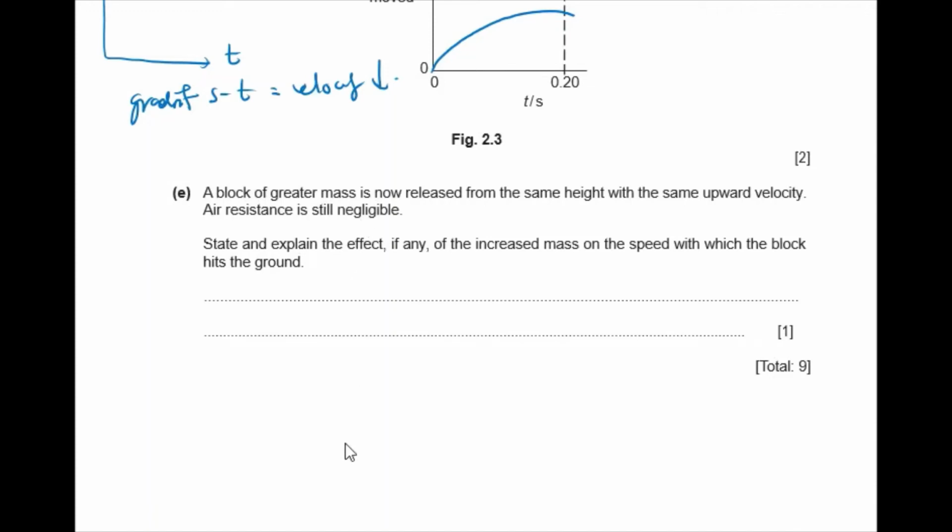2e. A block of greater mass is released from the same height with the same upward velocity. Air resistance is still negligible. State and explain the effect, if any, of the increased mass on the speed with which the block hits the ground. Okay. Air resistance still negligible, meaning acceleration has no change because mass does not affect the motion.